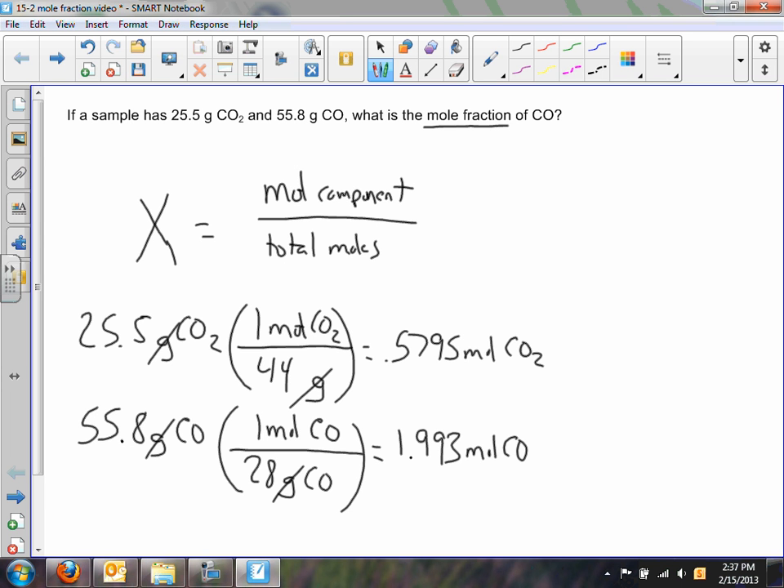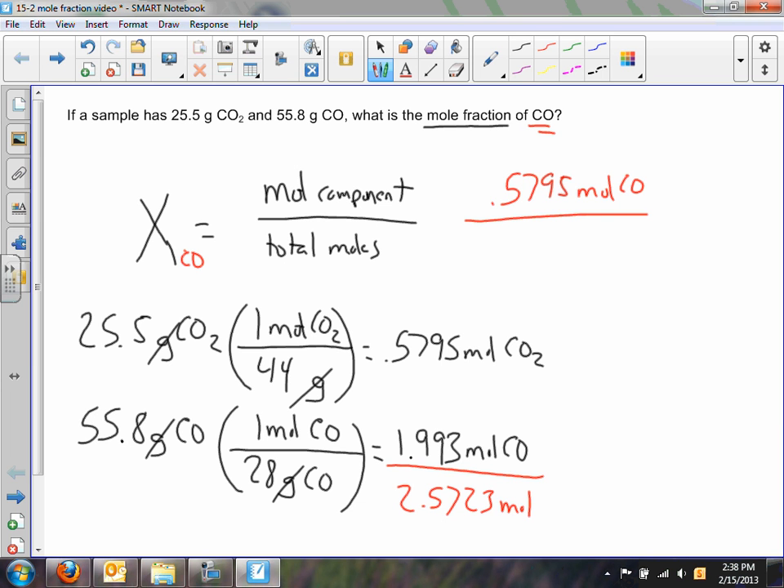So to find my mole fraction, I want the mole fraction of CO. So I'm looking for the X, the mole fraction of CO. So I need the moles of the component. Well, CO is 0.5795 moles of CO. And I have to divide that by the total moles. When you add up your 0.5795 to your 1.993, you get a total of 2.5723 moles.